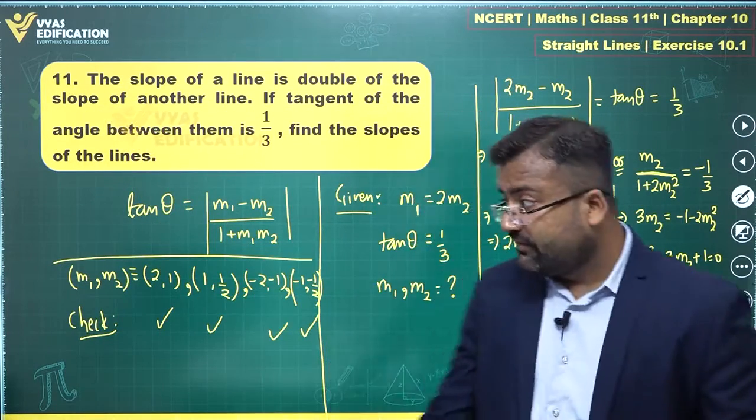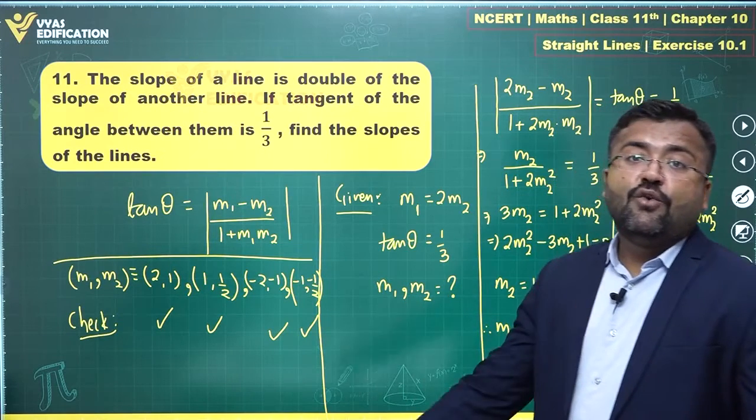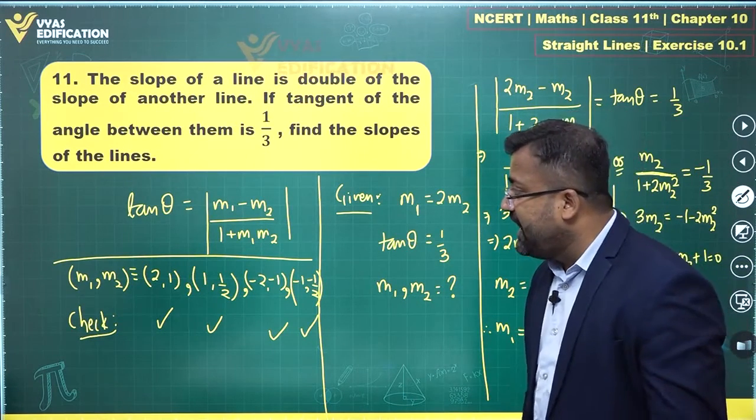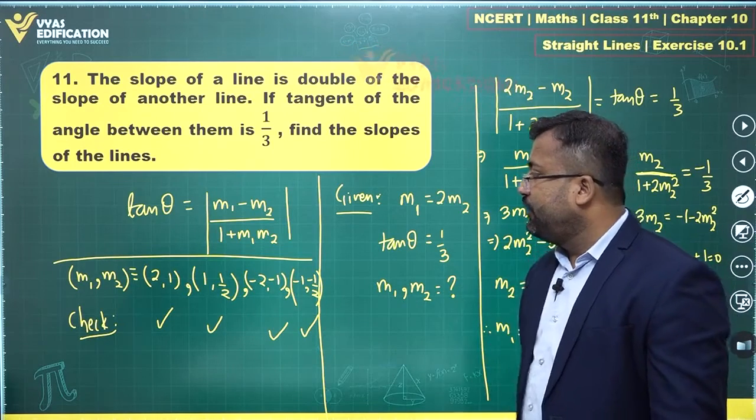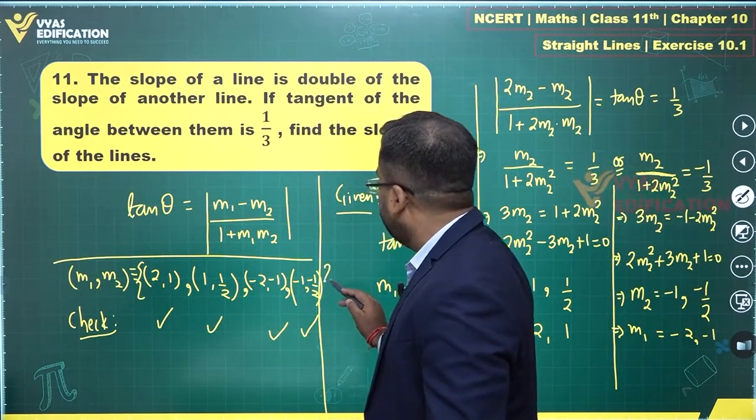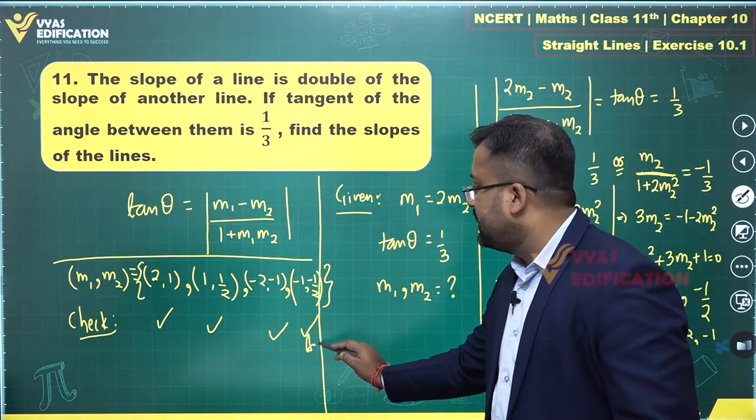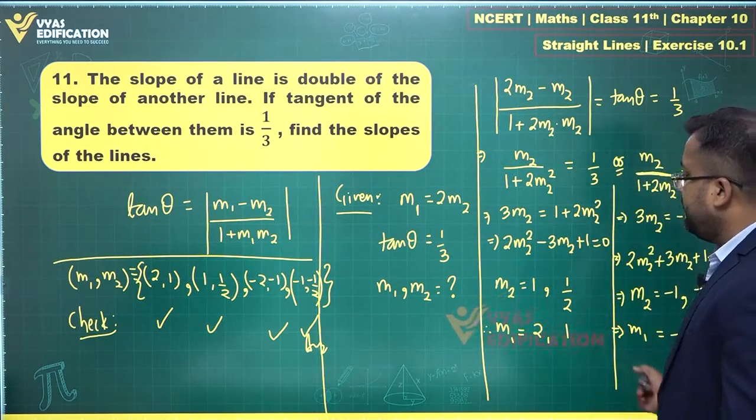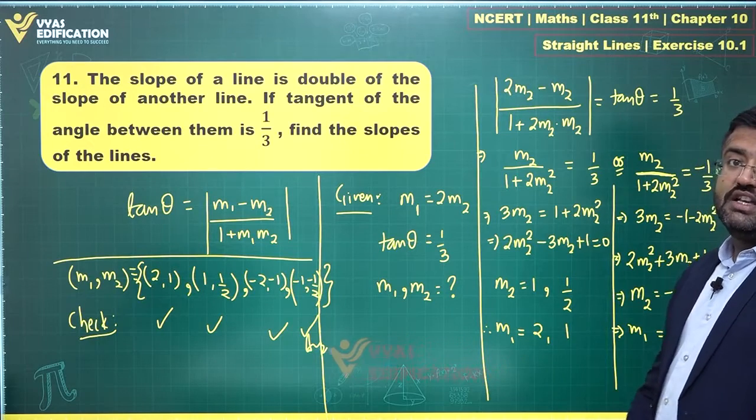And yes, at the end of the day, you get 4 possible pairs for m1 and m2. m1 comma m2, you get 4 possible ordered pairs. And yes, this is my answer for this question. That's the complete solution and the final answer for this question, as you can see behind me.